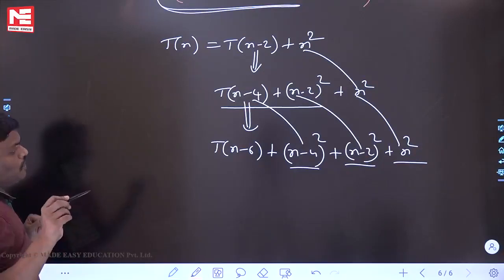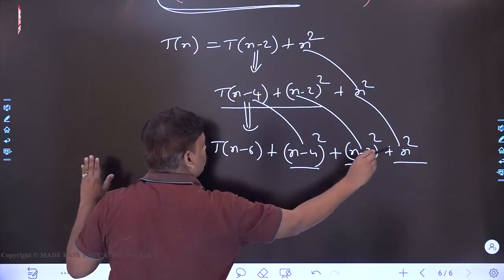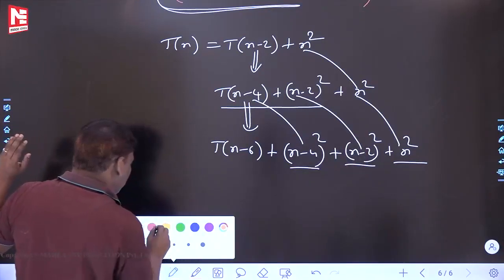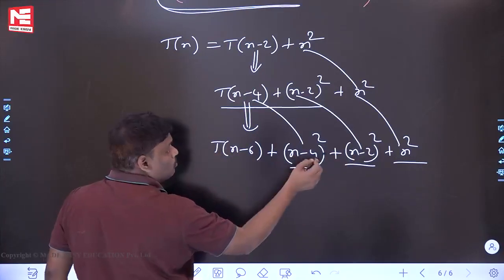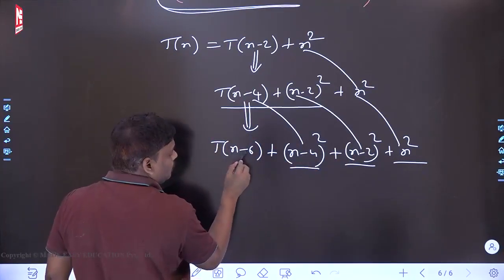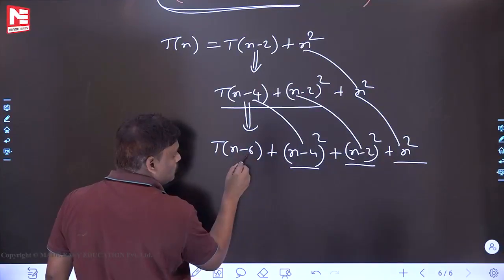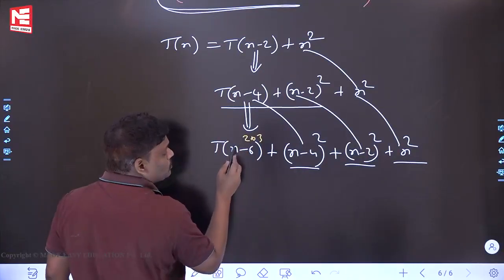Let's see now. After 3 rounds are over, what is the next step? In the third step, how many rounds have you done? 3 steps. Because you have done 3 steps, the answer should be in terms of 3. Then what is the answer? 6 there, but I did 3 times. 2 into 3, 6. Some people are asking why 2 into 3.